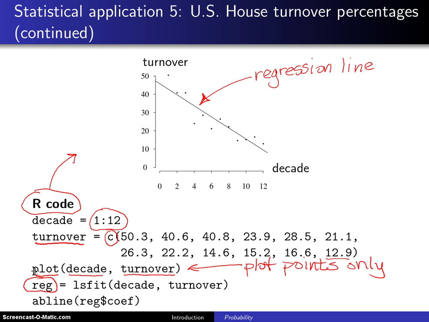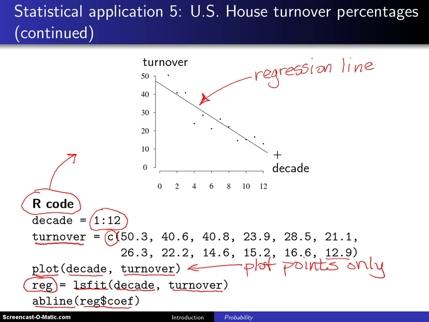First of all, I set reg to the results of calling lsfit, and that stands for least squares fit. There is another routine that I could have called here called GLM, which stands for general linear model. But in any case, I put in decade and I put in turnover, and when I do that, I am fitting a regression, and then I can call abline with the coef, for coefficient, part of reg, and it will give me the slope and intercept, and it will actually plot that line right there.